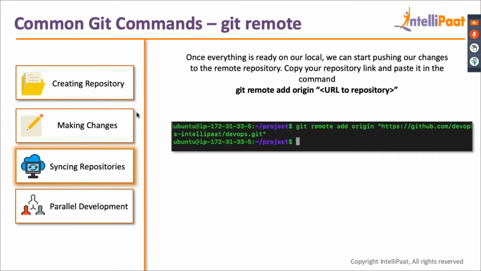Then moving forward, let's say I want to upload my code to GitHub, how can I do that? I will have to first add the URL for GitHub. Now how can I do that? The command is git remote add origin.